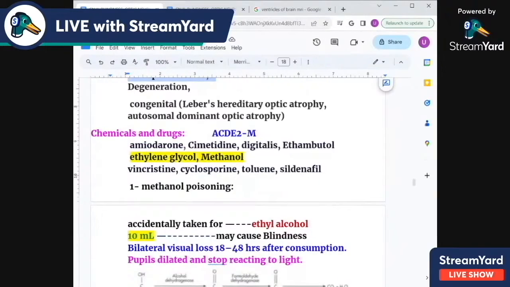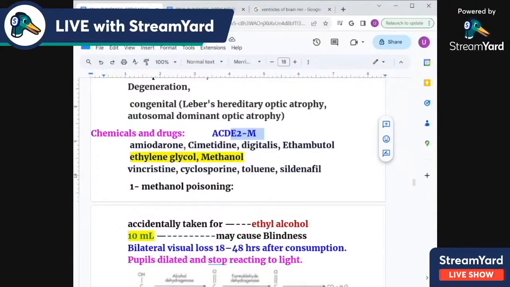Now, chemicals and drugs that cause optic atrophy are ACDE2M. A for amiodarone, C for ciprofloxacin, D for digitalis, E for ethambutol or ethylene glycol, and M for methanol. Methanol and ethylene glycol cause acute blindness, acute optic atrophy, and ethambutol causes slow, progressive, bilateral, gradual visual loss.